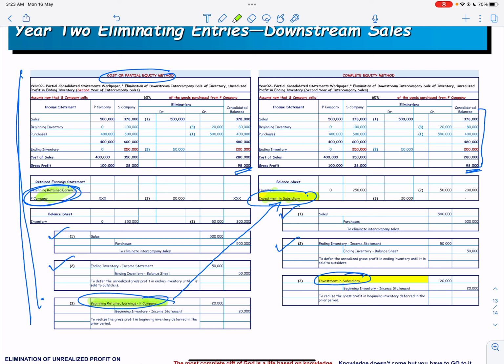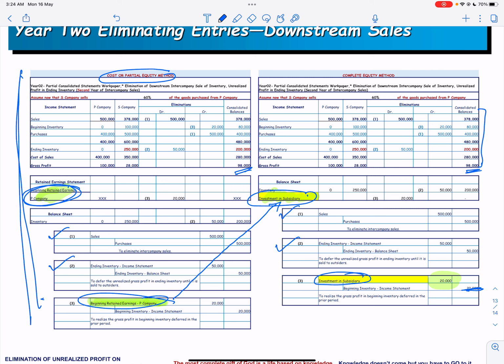The debit to the retained earning is replaced by a debit to investment in subsidiary, and this serves simply to facilitate the elimination of the account on the work paper. Now, investment in subsidiary is 20,000 and the beginning inventory income statement is credited by 20,000. And this is done to realize the gross profit in beginning inventory deferred in the prior period.